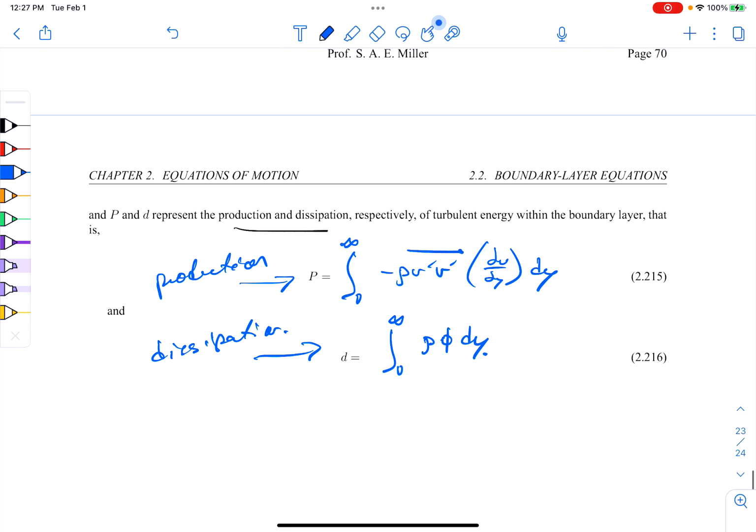If you're in equilibrium, I would hope that production of turbulence and the dissipation in turbulence, if we add them, they would be 0. And that would be an equilibrium boundary layer flow. But if you have shearing and some kind of work being done, then your production would be positive.